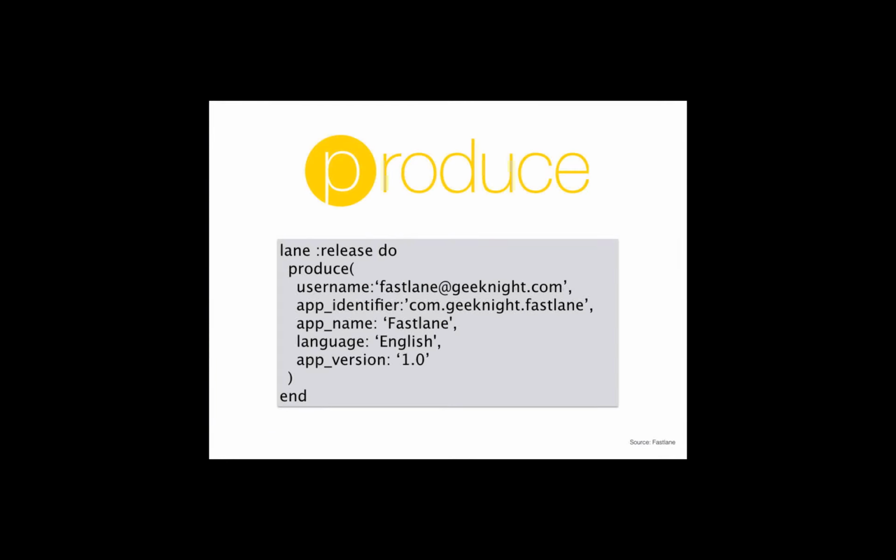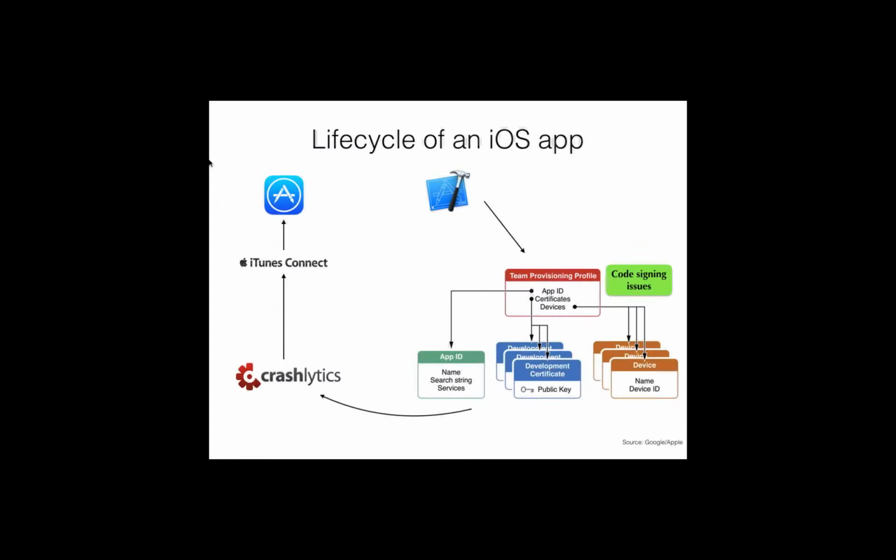Apart from scan, Fastlane provides you one more tool called Produce. Produce is used for creating your app in Apple iTunes Connect and Apple Developer Tools. And we'll talk about that later. This is your username, and this is your app identifier that you give while creating your app, and this is your app name. Okay. So, the code signing issue, we will talk about it.